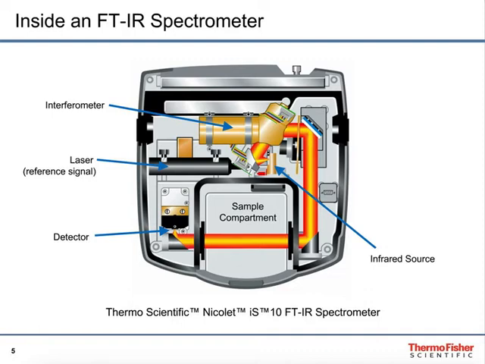The laser is used to give a reference frequency for the Fourier transform. Very simple, very clean instrument. Only one moving part, and that's the moving mirror inside the interferometer.